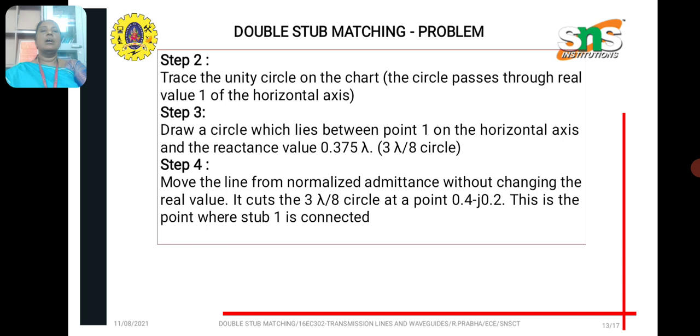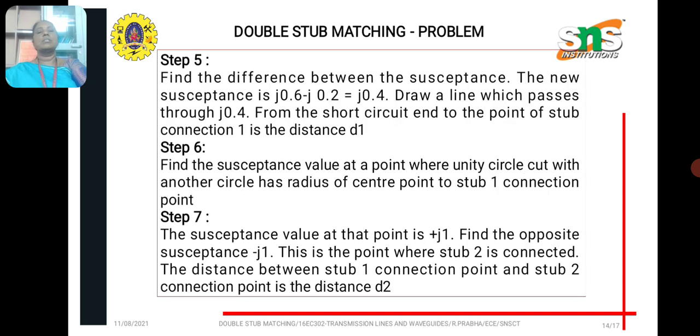In the next step, we draw the unit circle, and in step 3 we draw a circle which lies between point 1 on the horizontal axis and the reactance value of 3 lambda by 8, that is 0.375 lambda. In step 4, move along the line from the normalized admittance without changing the real value. It cuts the 3 lambda by 8 circle at point 0.4 minus j0.2. This is the point where stub 1 is connected. In step 5, the difference between the susceptances is calculated, and according to our problem it is j0.4.